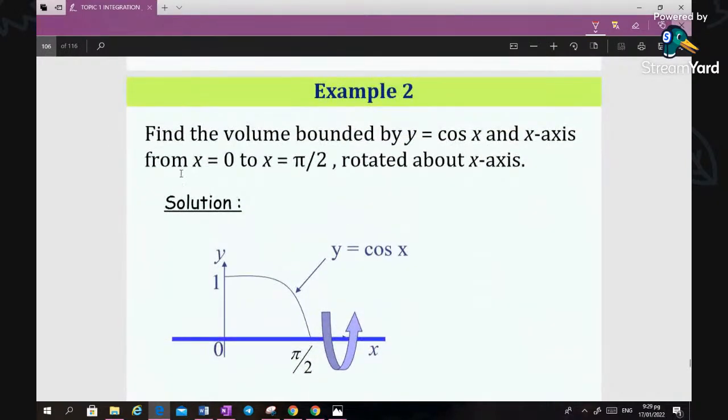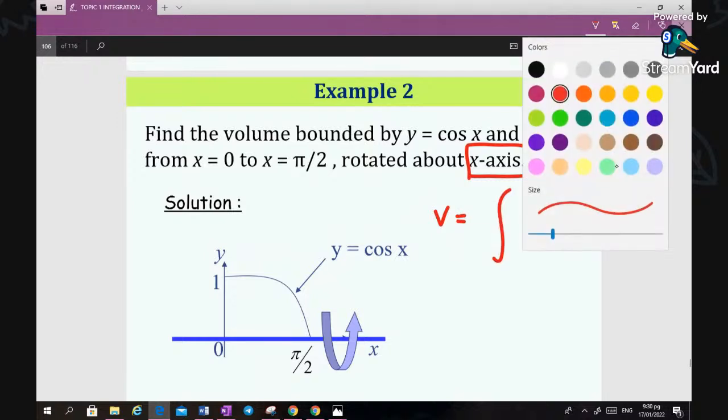The second one is to find the volume bounded by y equals cos x and the x-axis from x equals 0 to pi over 2, rotated about the x-axis. So here is our hint, where we need to find the volume about the x-axis. So for the formula, we must have pi.